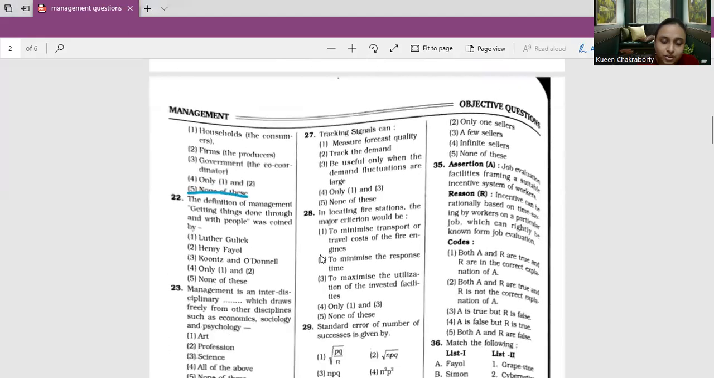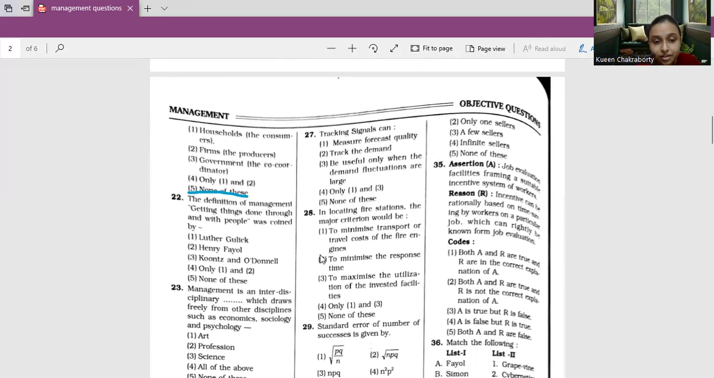Next, moving on to question number 22. The definition of management, getting things done through and with people, is coined by Luther Gulick, Henry Fayol, Koontz, and O'Donnell. Number four is only 1 and 2, that is Luther and Henry, or number five, which is none of these. So actually, the definition of management has been given by various people.